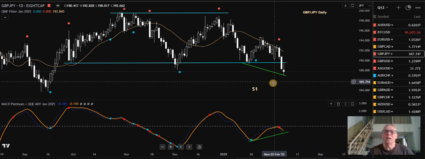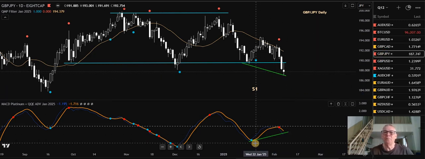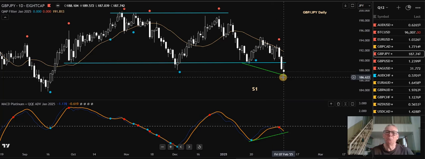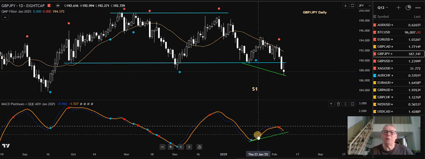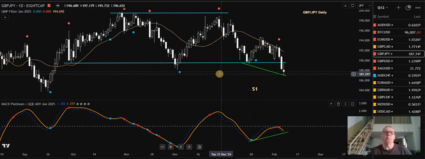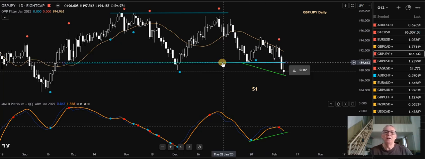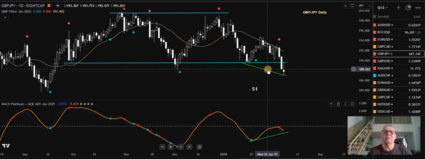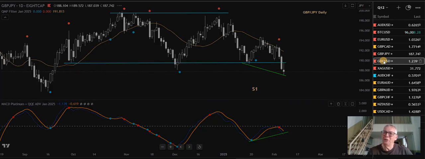All right, pound yen, no trades. We're waiting. Again, I'm drawing these trend lines in, potential regular bullish divergence forming there. MACD platinum's below the 0 level, so I'm looking to buy. But we've broken this low here, probably bring another low. Nah, that's about it. Nothing happened on the pound yen.